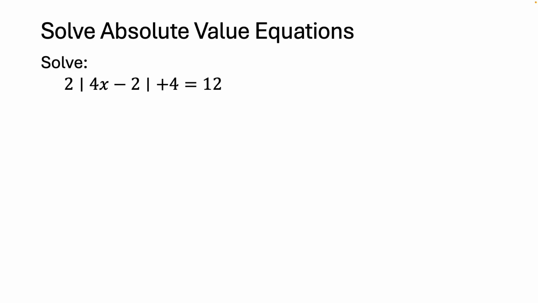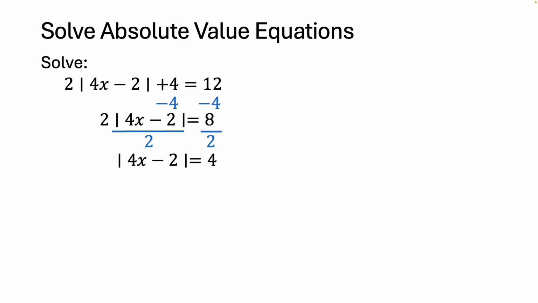Now let's take a look at a few more practice problems. Let's solve the equation 2 times the absolute value of the quantity 4x minus 2, plus 4 is equal to 12. Our first step is to isolate the absolute value. So we need to subtract 4 from both sides. This would leave us with 2 times the absolute value of the quantity 4x minus 2 is equal to 8. And finally, to isolate the absolute value, we need to divide both sides by 2. This would leave us with the absolute value of the quantity 4x minus 2 is equal to 4.